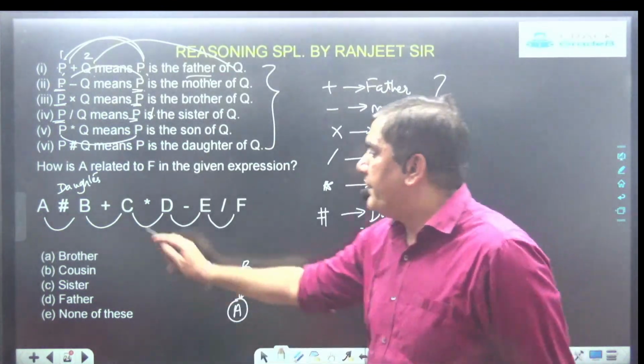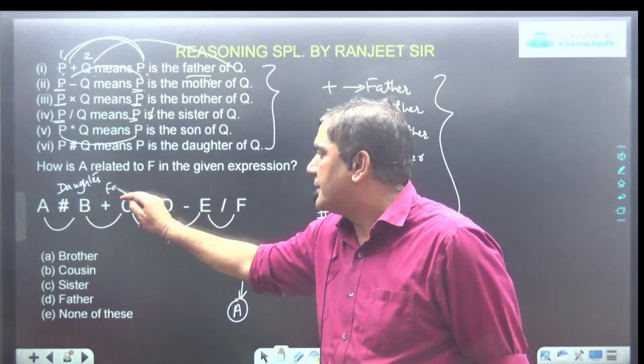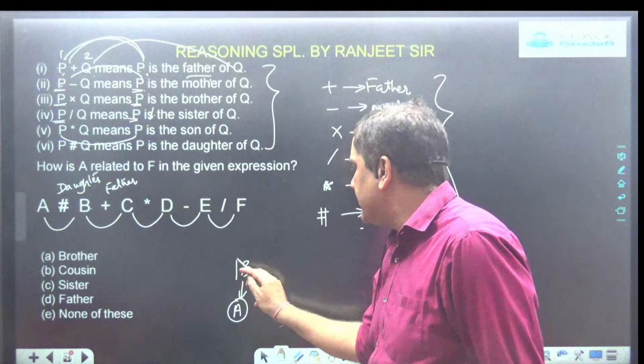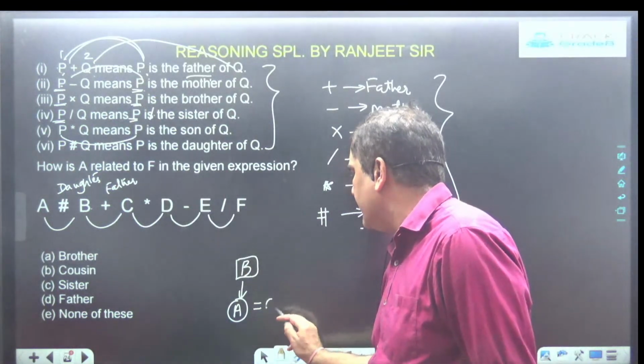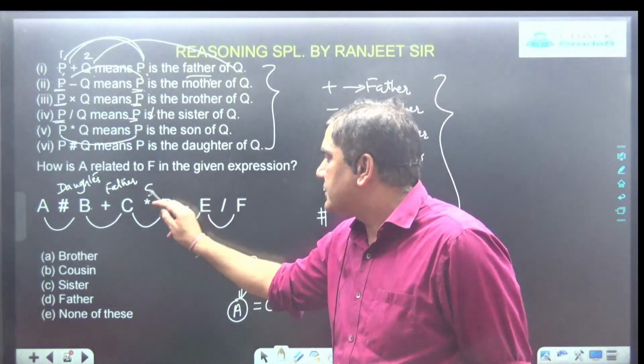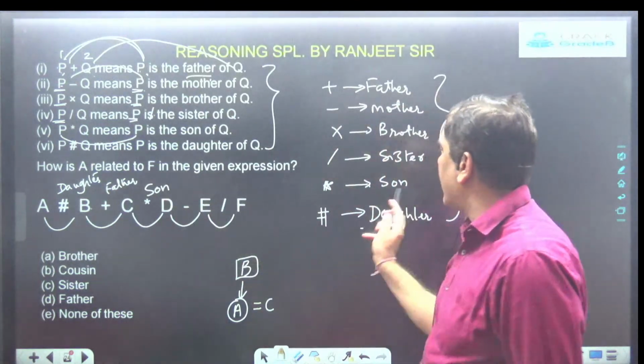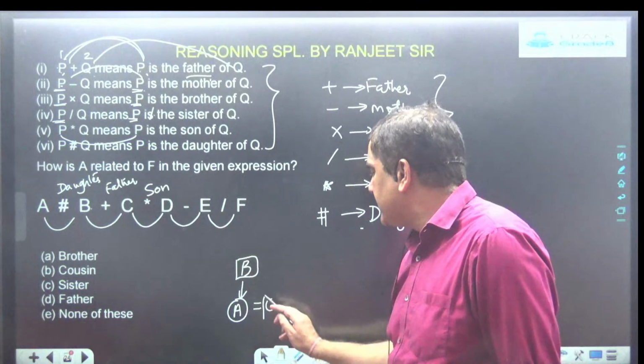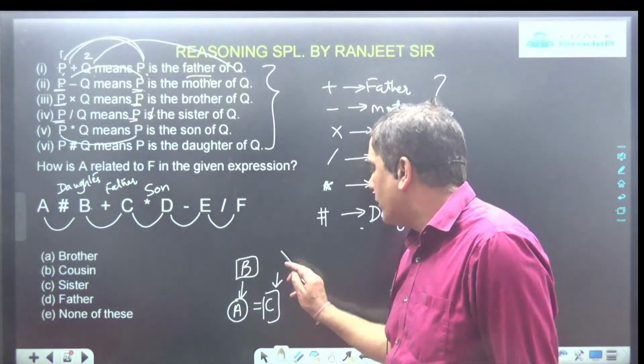Next one, B plus. Plus stands for what? Father. So I will say B is the father of C. Next one, C star. Star stands for son. So I will say C is the son of D. So D must be over here.